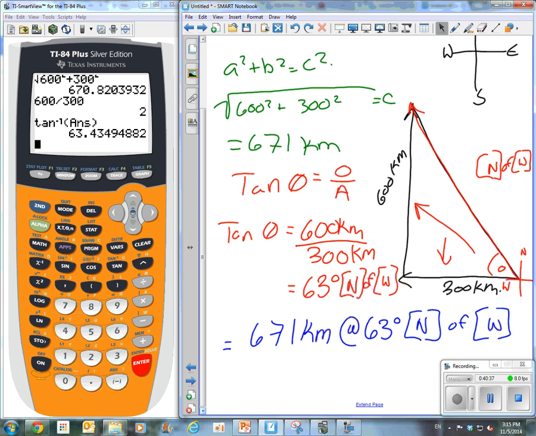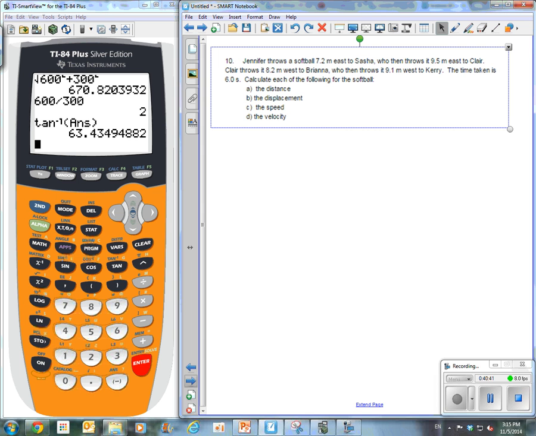Now, what we're going to do is, this question should be a little easier here because we're only dealing with east and west. So Jennifer throws a softball. So we're going to do east, west, positive in the east, negative in the west.